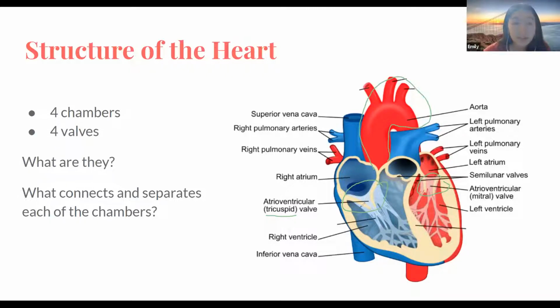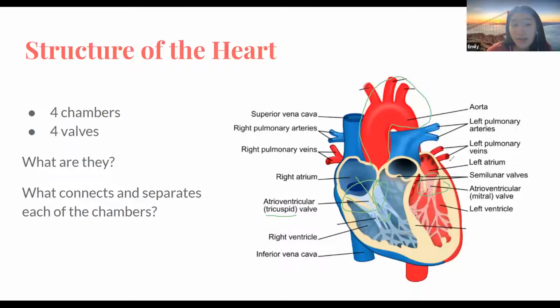So these valves are very important in ensuring that blood flows in only one direction. If you can remember that, that's the purpose of valves. And so this valve in between the right atrium and right ventricle is basically ensuring that blood only flows from the atrium into the ventricle and not the other way around.